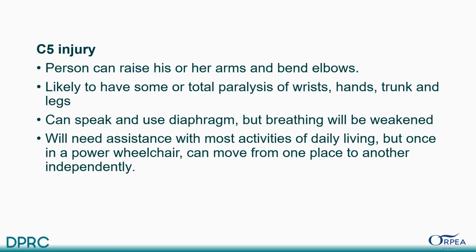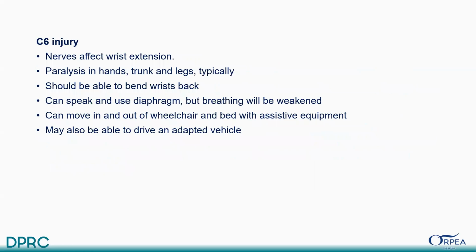With a C5 injury, the person can raise their arms and bend their elbows. They are likely to have some or total paralysis of wrist, hand, trunk, and legs. They can speak and use the diaphragm, but breathing will be weakened because only the diaphragm is working, and the intercostal and other accessory muscles are weakened. So forced inspiration and forced expiration will be affected. They will need assistance with most activities of daily living, but once in a power wheelchair they can move from place to place independently.